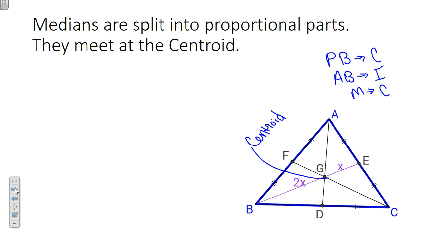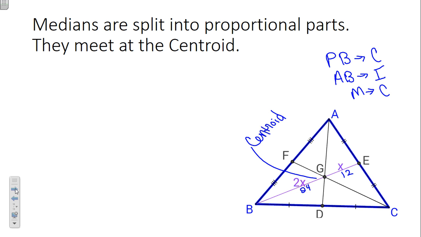The centroid is formed by the medians. Now, here's the cool thing about the centroid. The centroid is going to split those medians into parts that are proportional. One will be half as big as the other one, or one will be twice as big as the first. So if GE is 5, then BG will be 10. Or if BG is 24, then GE will be 12.